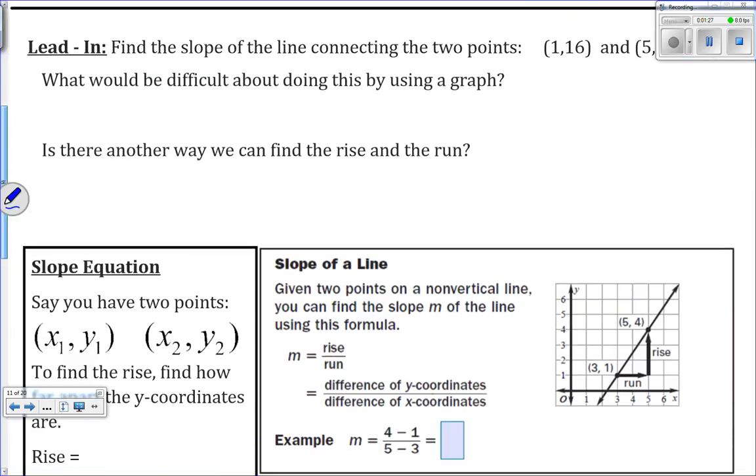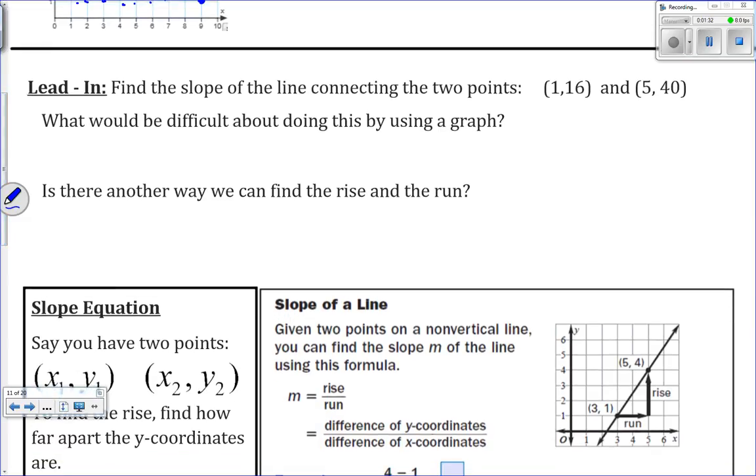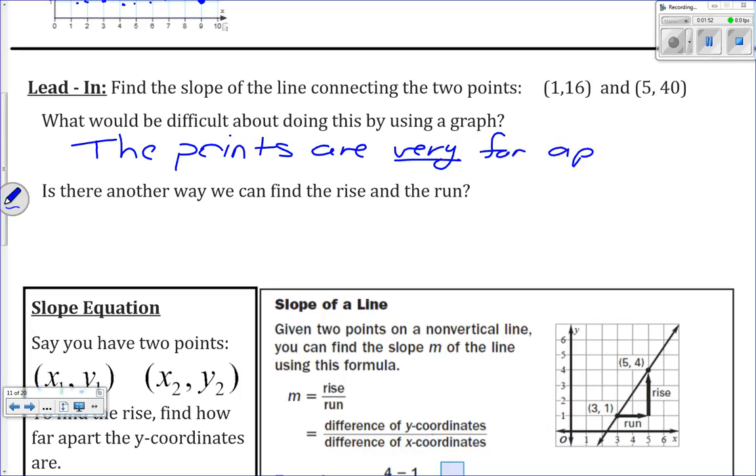Let's say I wanted you to find the slope of the line that covers the points 1, 16, and 5, 40. Why would that be difficult using a graph? Think about that for a second. Why would that be hard? The points are very far apart, right? Over 1 up 16, and then over 5 up 40. I would need a really big graph to do that.